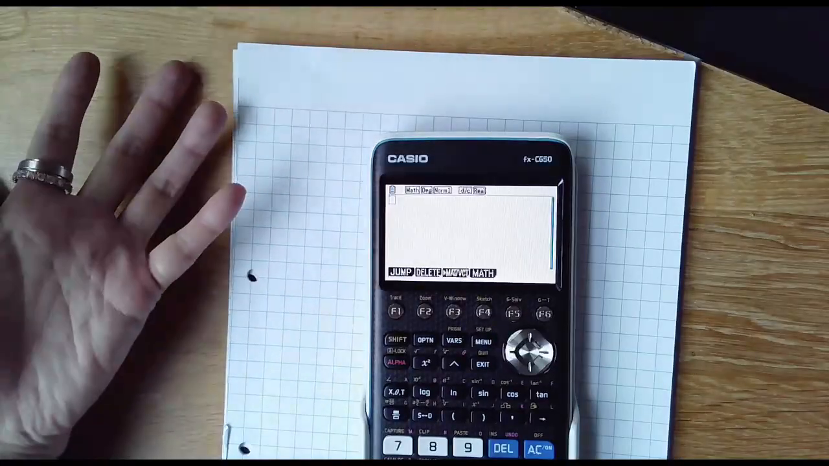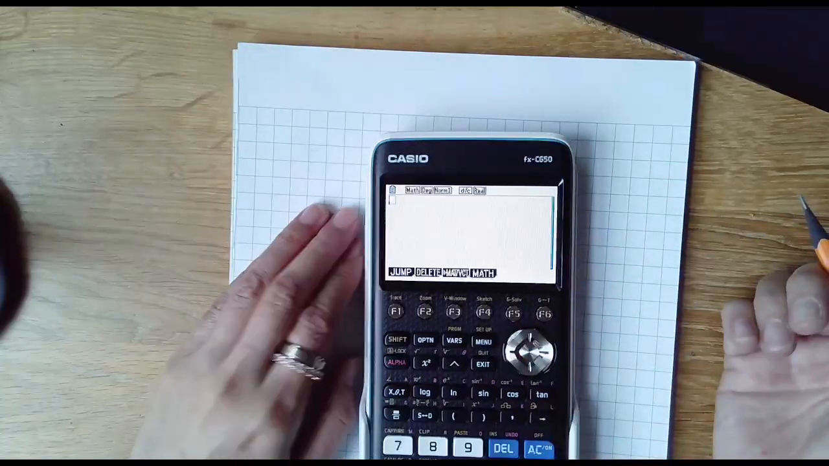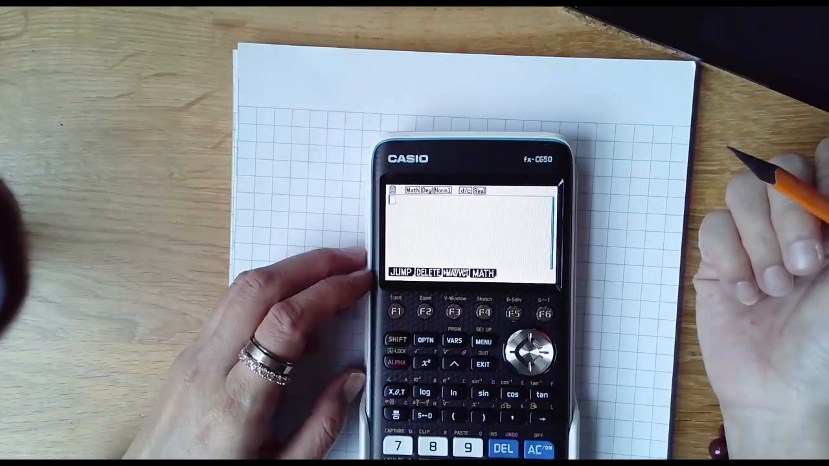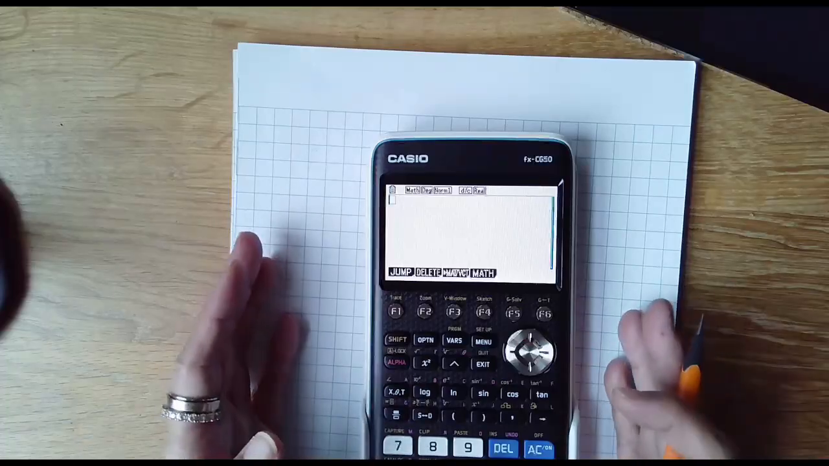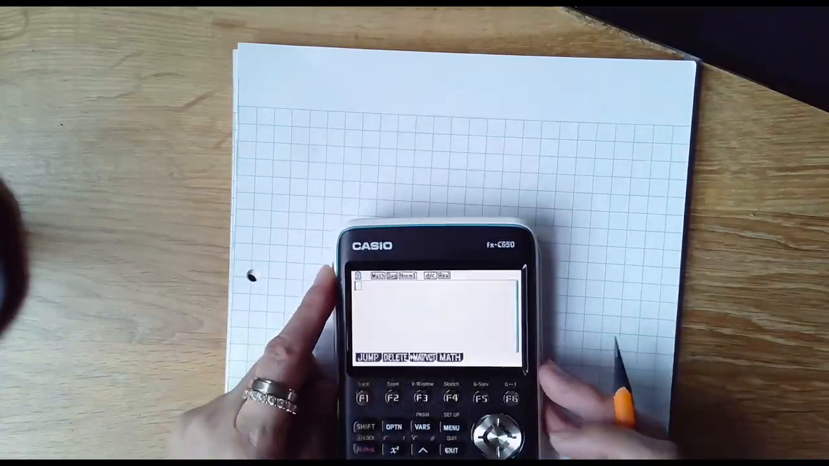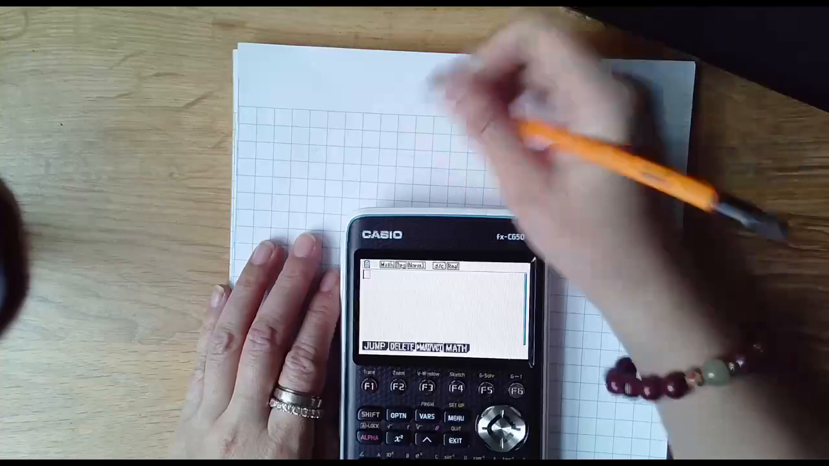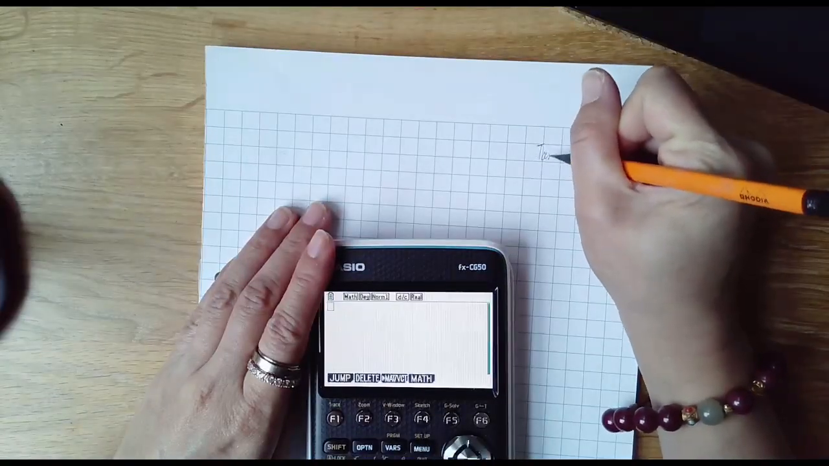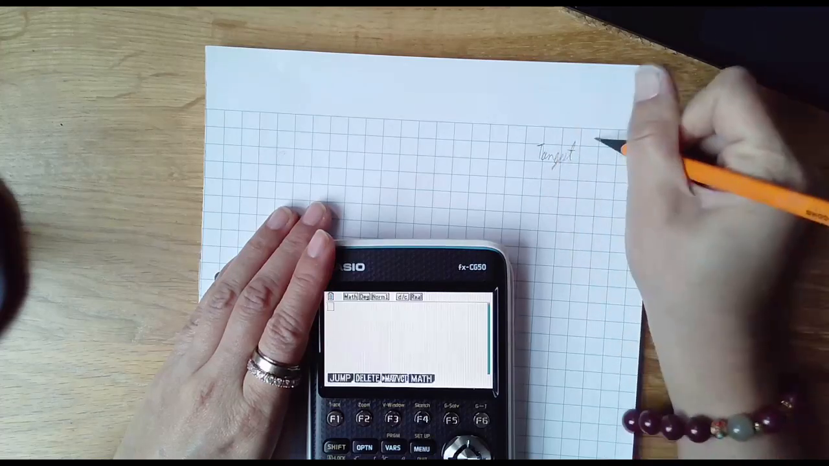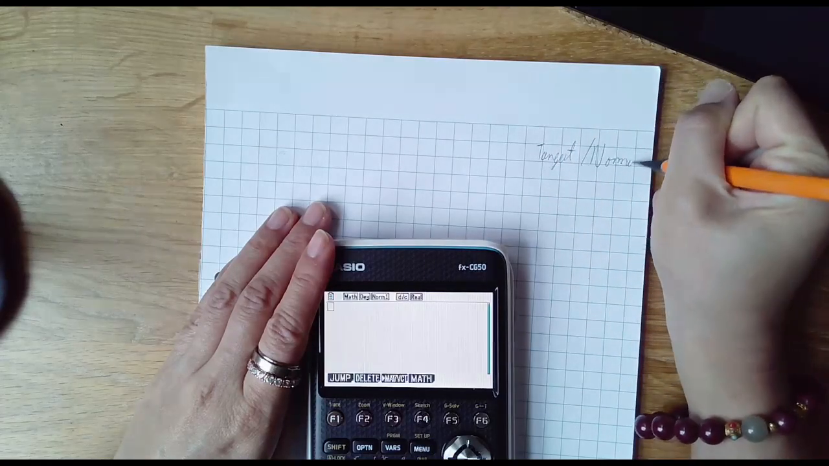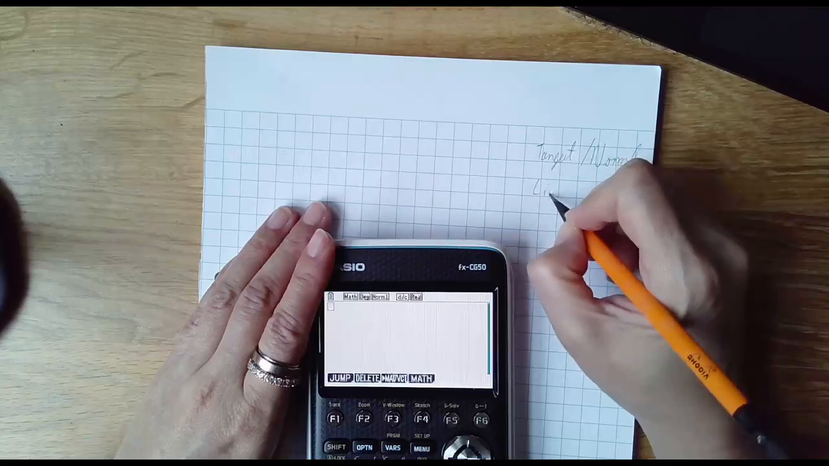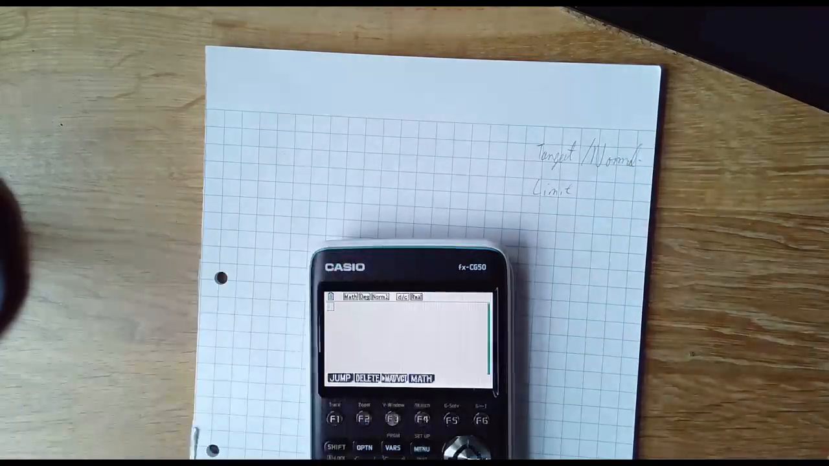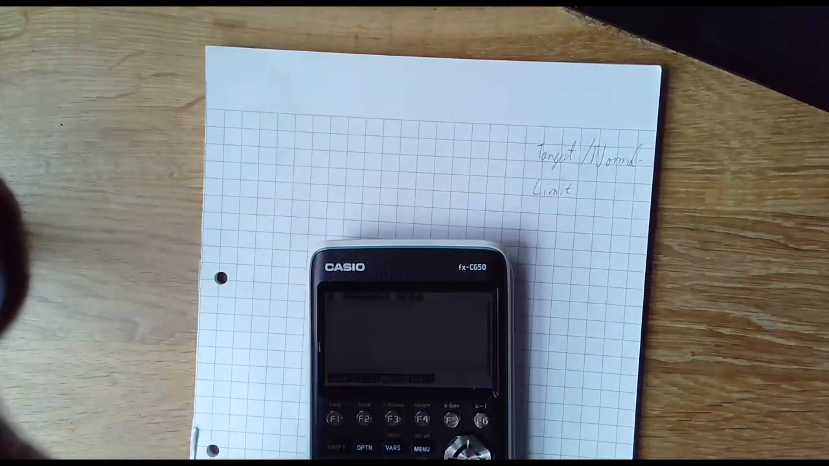I got a request from students who would like to know how to use the GDC with differential calculus. So the first thing I would think of is finding the tangent and normal. Let me write down tangent and normal, and also we will need to find the limit. So there are a few things we could do with it.